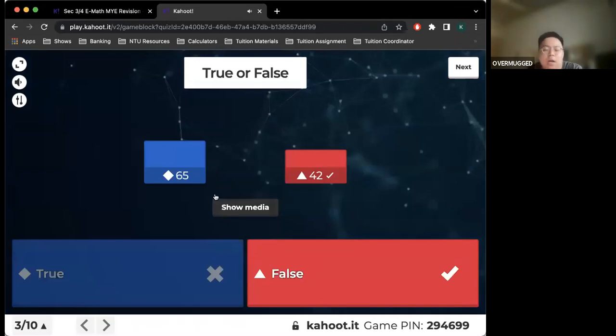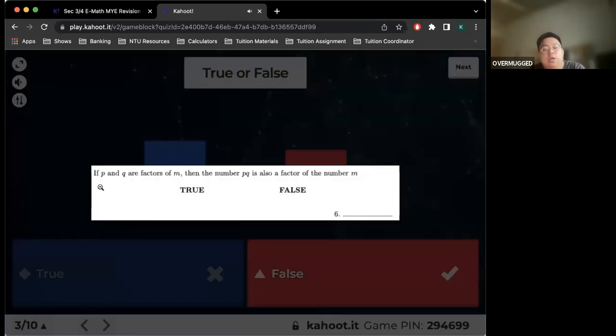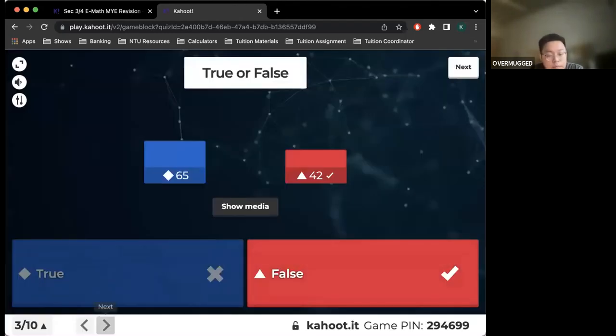Okay, the answer is false. Very simple counterexample. Let's say P is 2, Q is 4, and 2 is a factor of 4, but 2 times 4 is 8, and 8 is not a factor of 4.